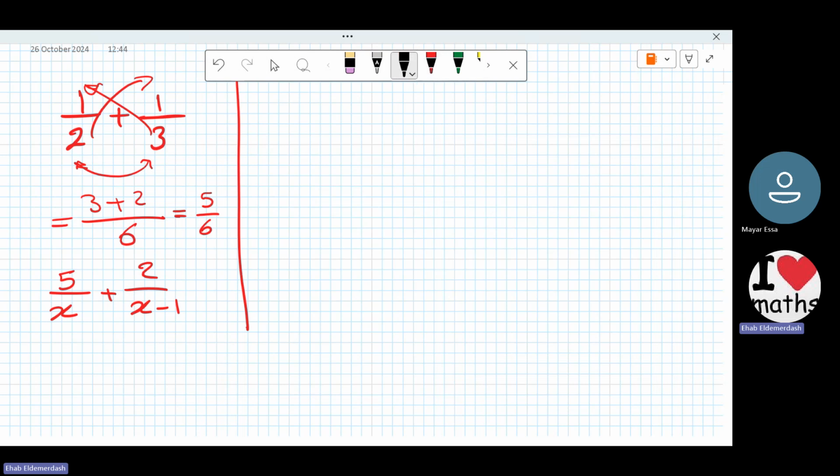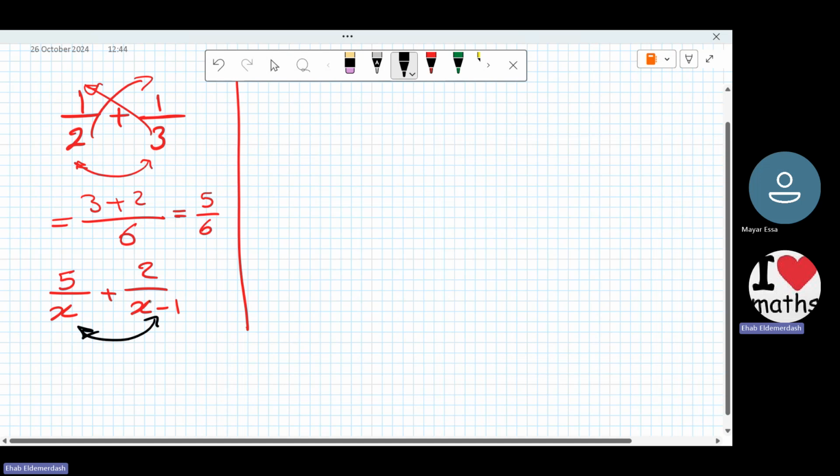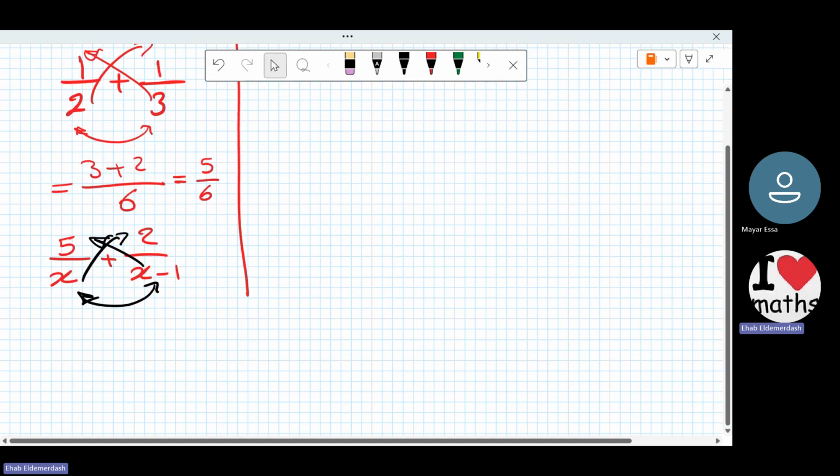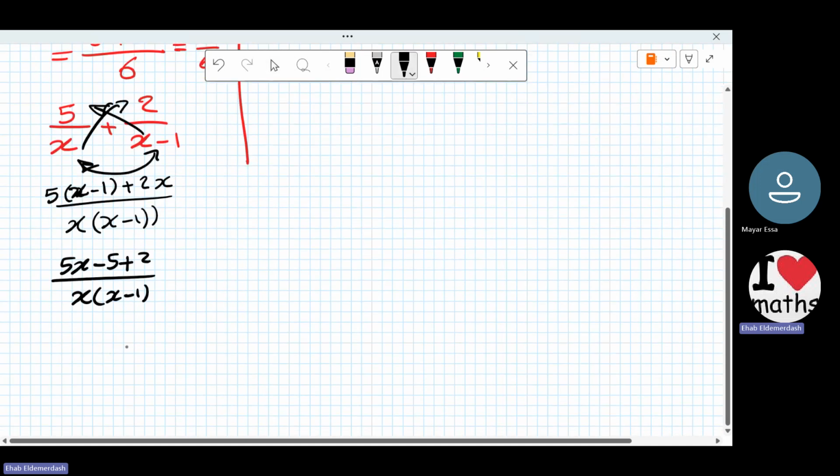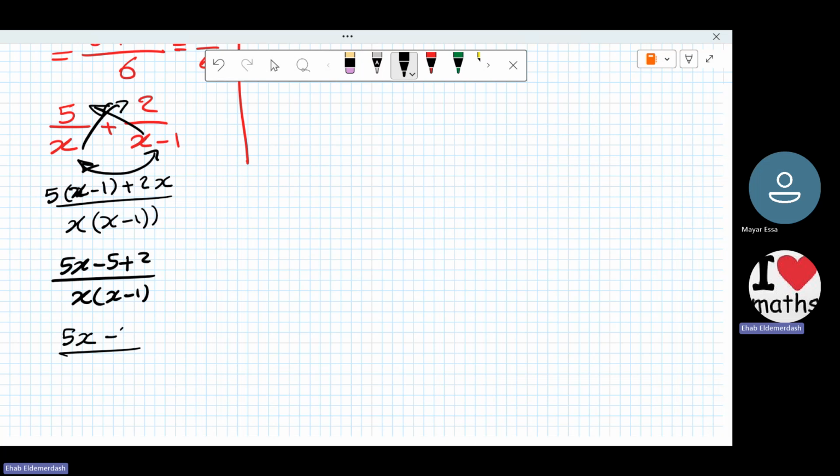In this case, I will work normally by doing the same as I did on the first part because I don't have any kind of a common denominator. It will be x into x minus 1 and here 5 into x minus 1, then 2 multiplied by x. What will be my next step? I have just to expand, so it's 5x minus 5 plus 2 over x into x minus 1, which comes to me as a final answer 5x minus 3 over x into x minus 1.